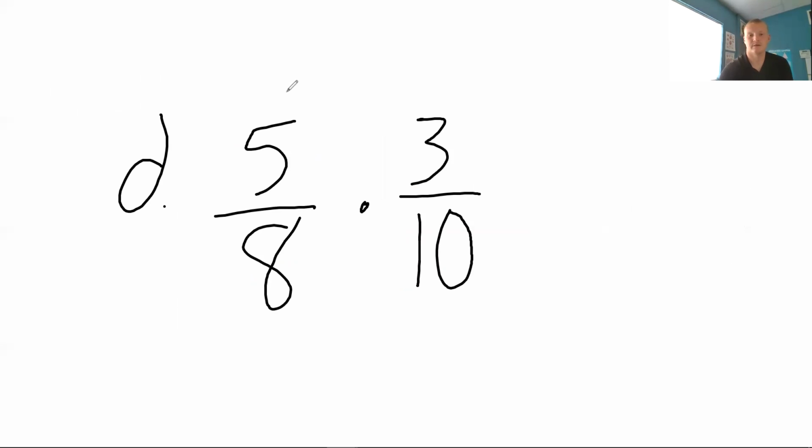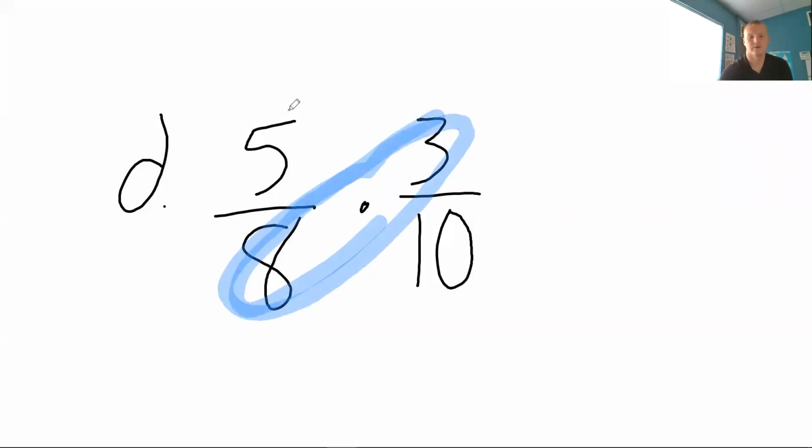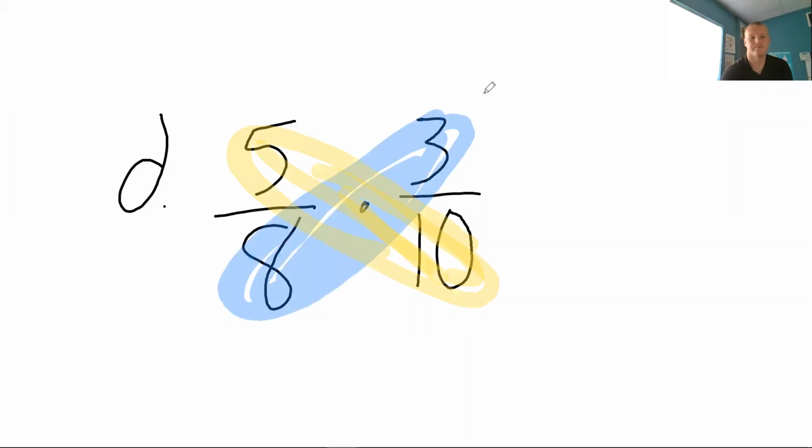As you can see right here, we have 8 and 3, so we can try and simplify with those. And then we can also try and simplify with 5 and 10. So with my yellow ones, this is what William's talking about. 8 and 3, they have nothing in common, so I cannot reduce. 5 and 10, they do have something in common. What's in common? 5. 5 goes into both 5 and 10. So 5 divided by 5 is 1, and 10 divided by 5 is 2.